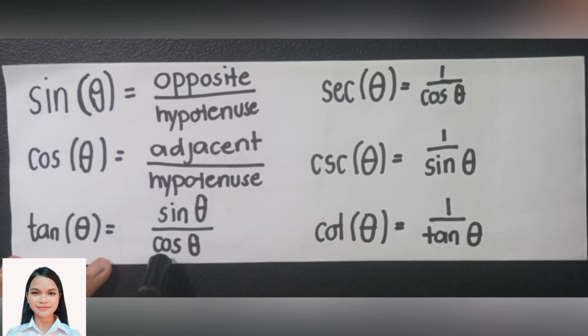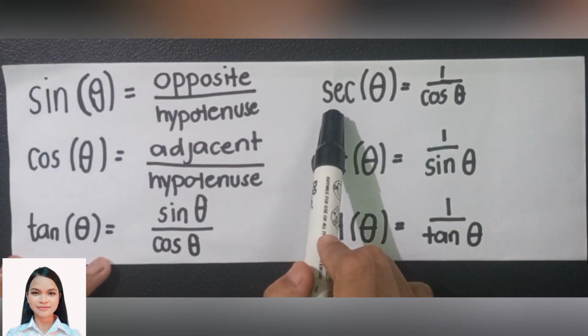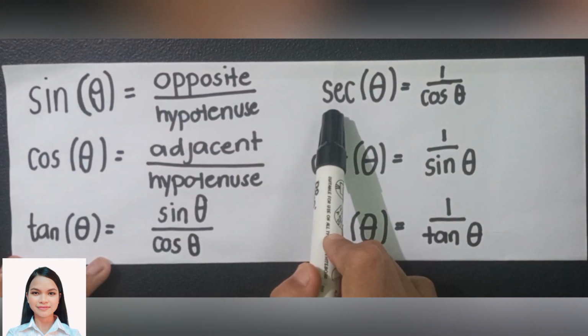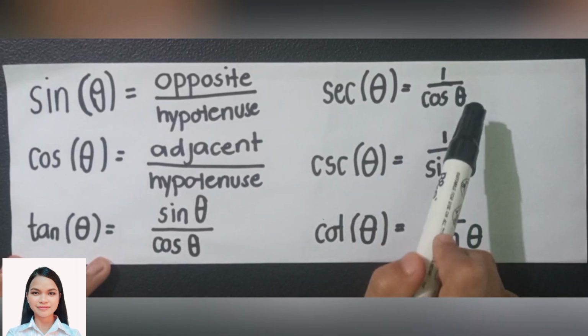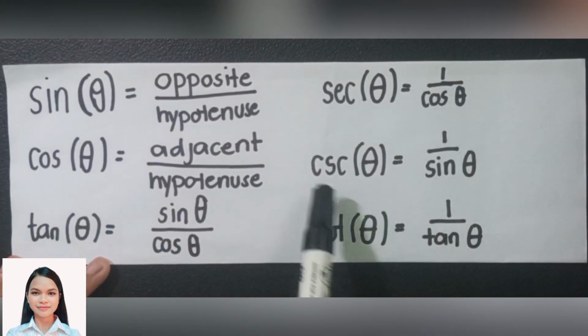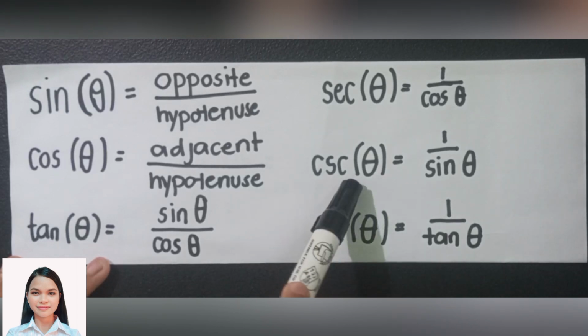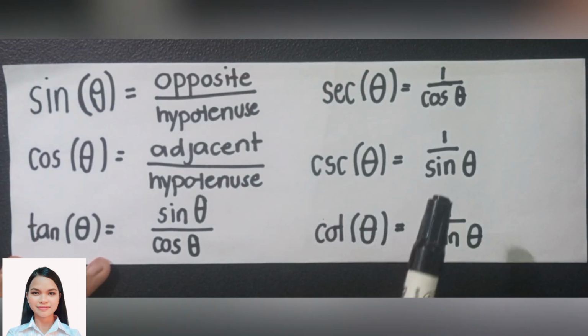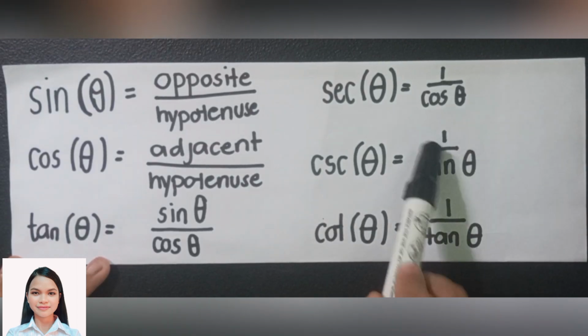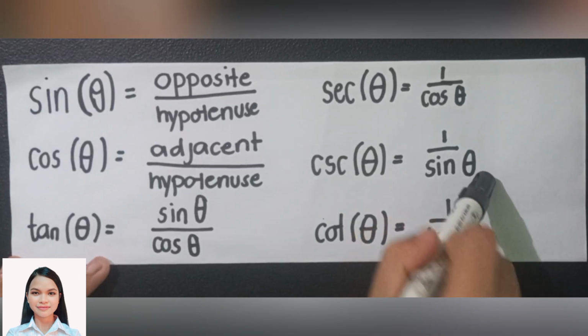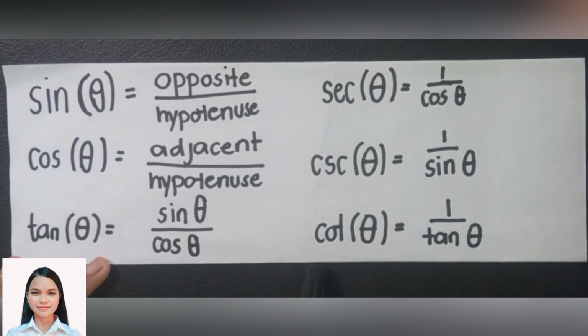For secant theta, it is the reciprocal of cosine, or 1 over cosine theta. For the cosecant theta, it is the reciprocal of sine, or 1 over sine theta. And for the cotangent, it is the reciprocal of tangent, or 1 over tangent theta.